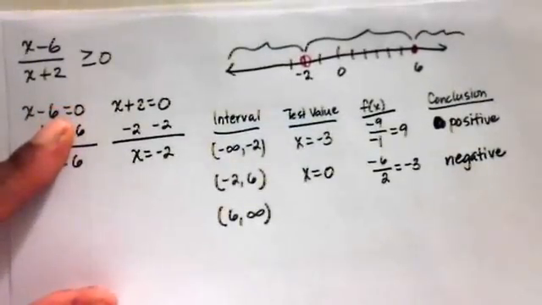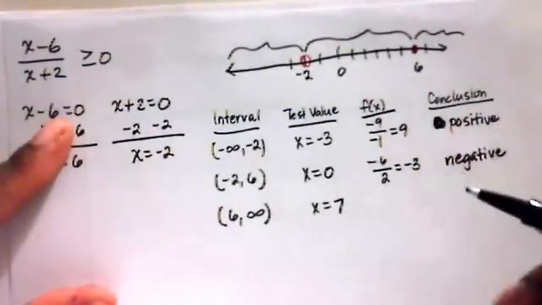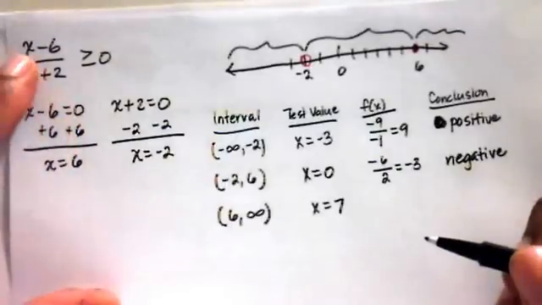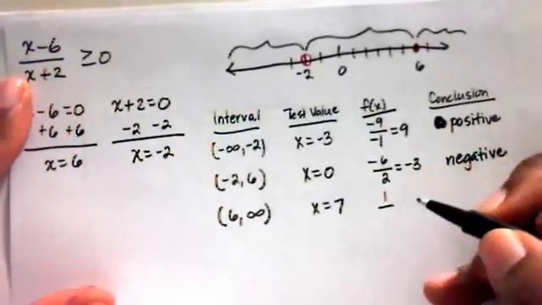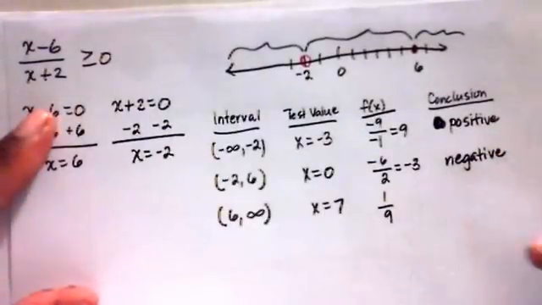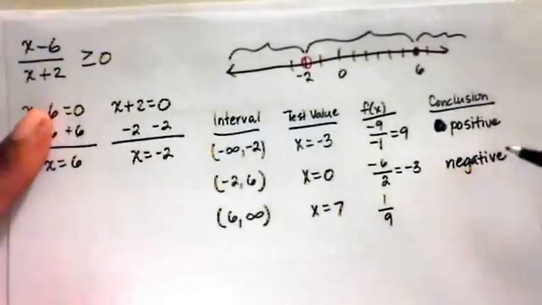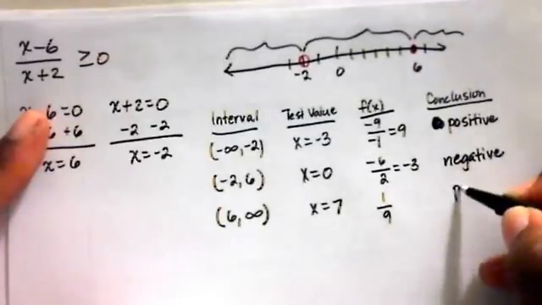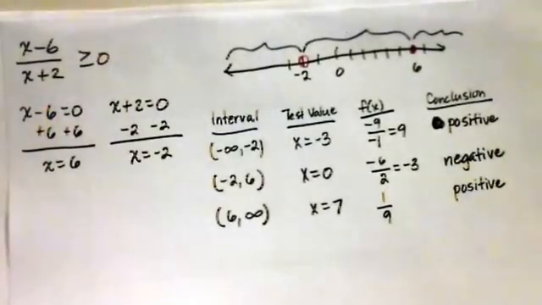And then from 6 to infinity, let's use x is equal to 7. Well, if x equals 7, 7 minus 6, that's 1. The denominator, 7 plus 2, is 9. So here I'm going to have 1/9. It's a positive number, so from 6 to infinity, I will have positive values for f of x.